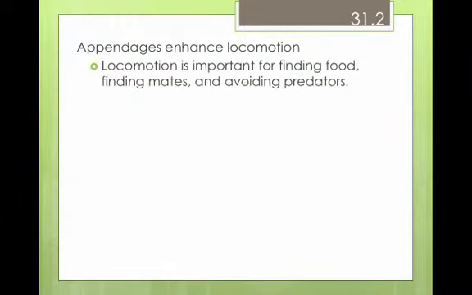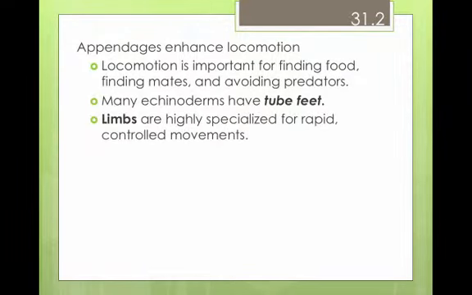And these appendages enhance locomotion. Locomotion is important for finding food. It's important for an animal to go out so that they can capture or get their food. It's also important for finding mates and for avoiding predators. Many echinoderms have tube feet, and others will have limbs which are highly specialized for rapid and controlled movement.